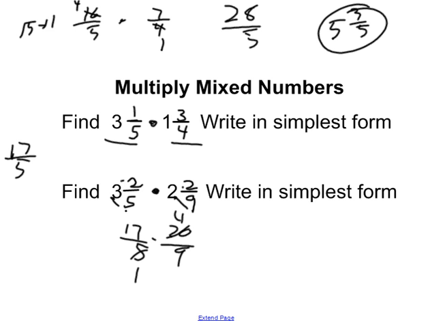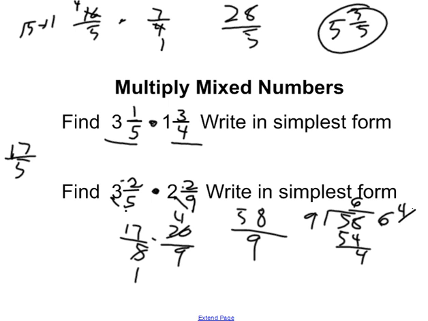So I've got 4 times 17, 28, and carry the 1 for 58 over 9. I don't see anything that will reduce 58 ninths, so I'm just going to take 9 and divide it into 58. 9 would go in there 6 times. 6 times 9 is 54, and 4 remainder, so it'd be 6 and 4 ninths. 6 and 4 ninths would be the answer.